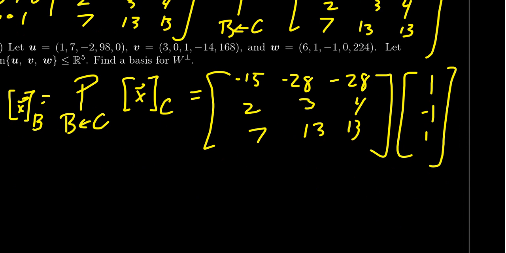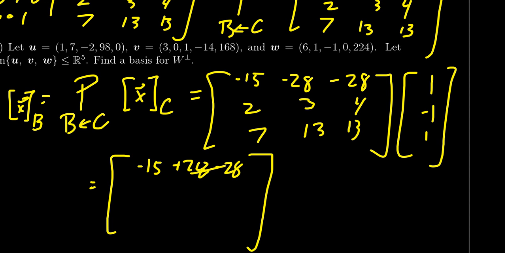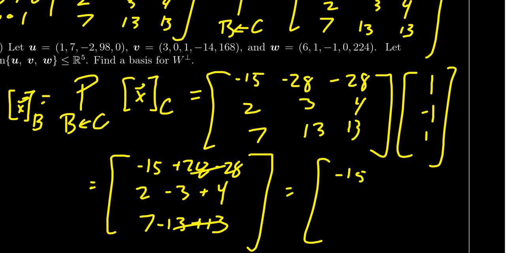And so in that situation, you're going to end up with negative 15 plus 28 minus 28. Those will cancel each other. You're going to get 2 minus 3 plus 4. And then you're going to get 7 minus 13 plus 13. Those will cancel each other. So we end up with negative 15, 3, and then 7 as the B coordinate vector. And maybe write a little bit smaller so we don't wrap onto the next problem. But that solves question number 14.